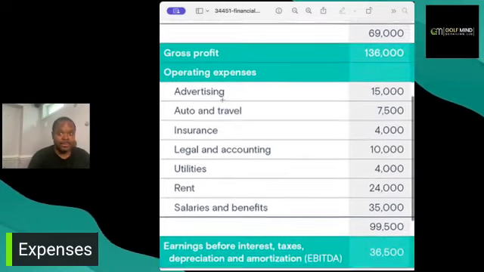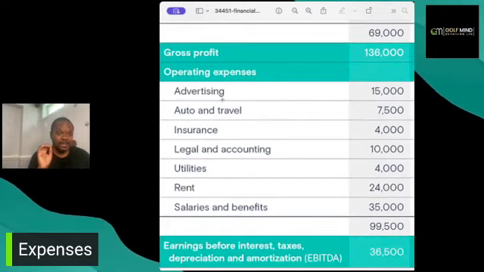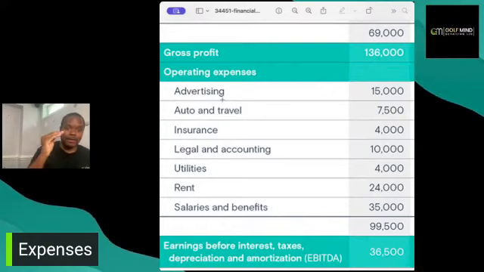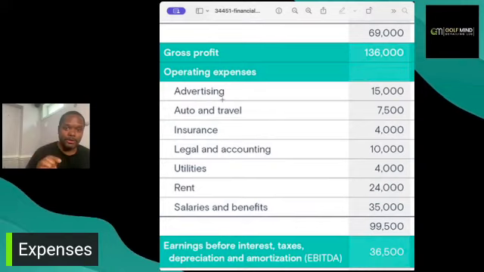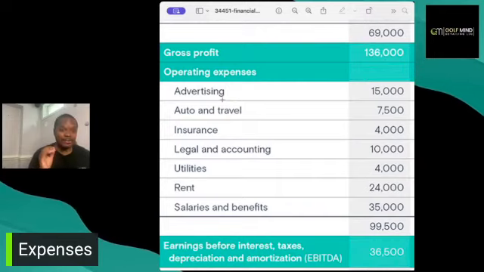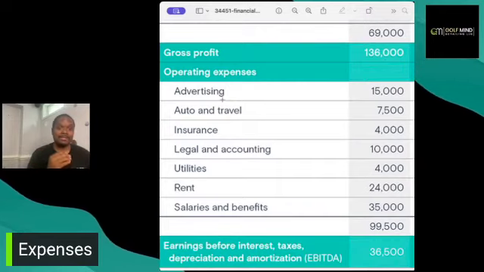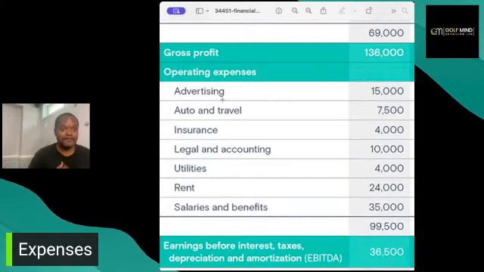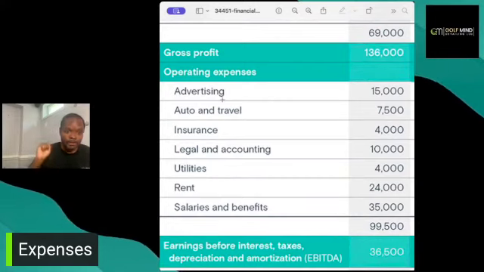Advertising: $15,000 of my revenue is being spent on advertising, as well as auto and travel. So I have to calculate all of my expenses, from auto, insurance, legal and accounting, utilities, rent, to salary, that I have to put down as an expense that will be leaving my pocket from my revenue.